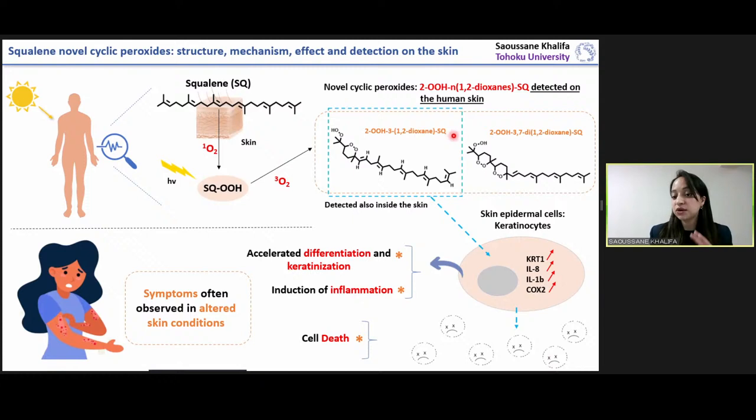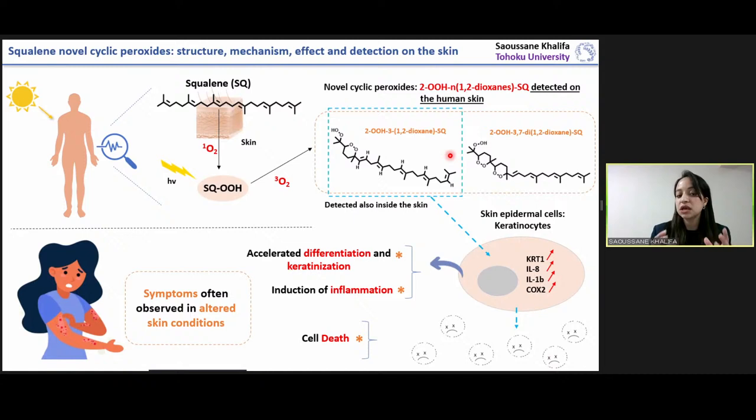Not only that, but 2OH312-dioxin-SQ, which is highlighted in a blue frame here, was actually detected inside the epidermis in the top layer, which is the stratum corneum layer. Since this compound was detected on the surface and can penetrate the epidermis, we wanted to check its effect on skin cells. So we used keratinocytes, which are cells that make up 90% of the epidermis, and we treated these cells with 2OH312-dioxin-SQ. We cultured both the basal phenotype of the cells and the fully differentiated cells, which mimic the epidermal model of human skin.